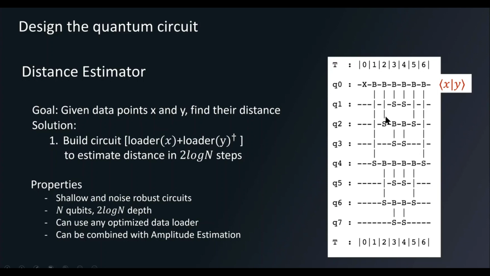The attractive properties of this circuit are that it is quite shallow. So it is logarithmic in the dimension of each data point. And if there are n qubits, it is only of 2 log n depth. Okay, if there are no questions, we can proceed.